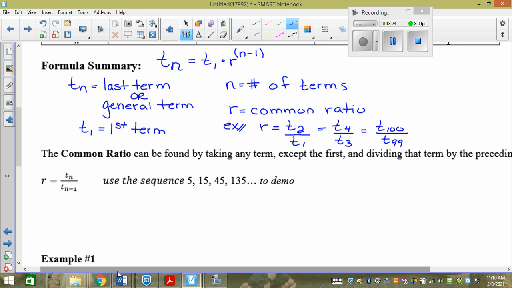So this is term n divided by the preceding one. This is the way they can show the formula. So in this one, r could equal 15 divided by 5, or it could equal 45 divided by 15, or I could do 135 divided by 45. All three of these get me 3. So does it actually matter which one I choose to do? No. I just have to take the one term after divided by the one term before.